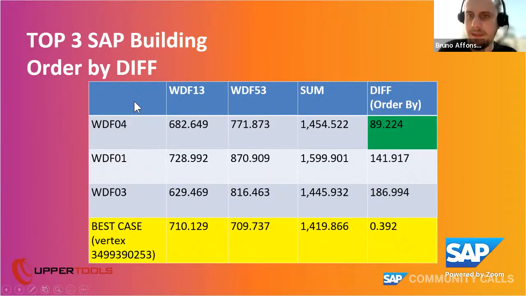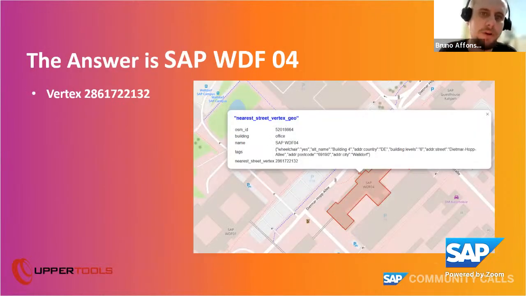If we select the top 1, considering the short distance selected before, we get this value. So that's our answer, right? So from four possibilities, we can select top 1, order by the diff, and get this answer, our answer, our vertex.